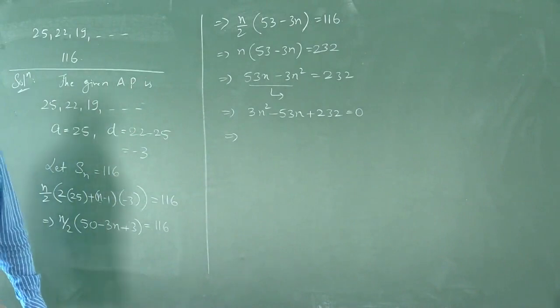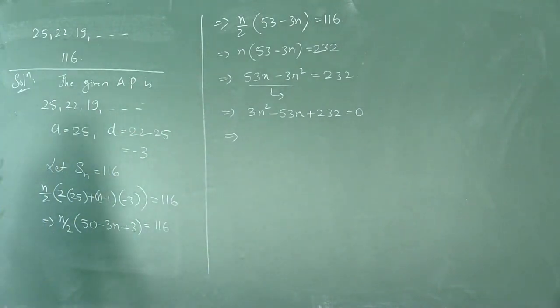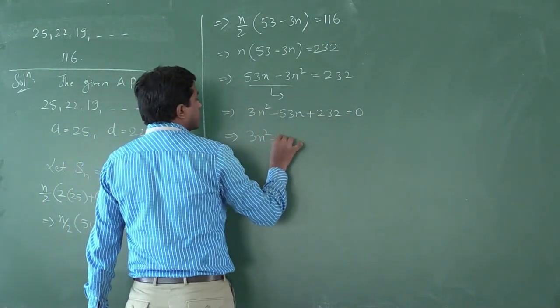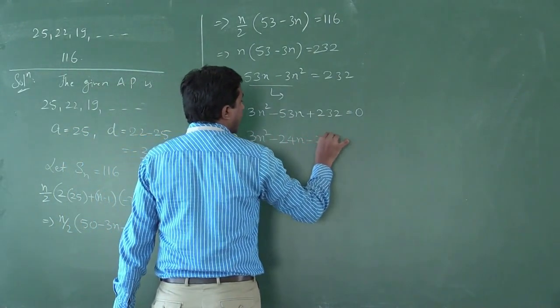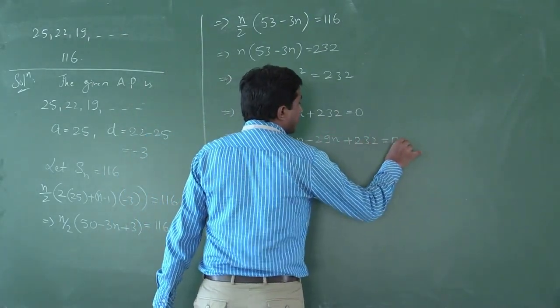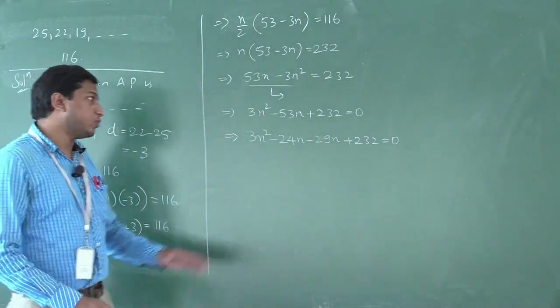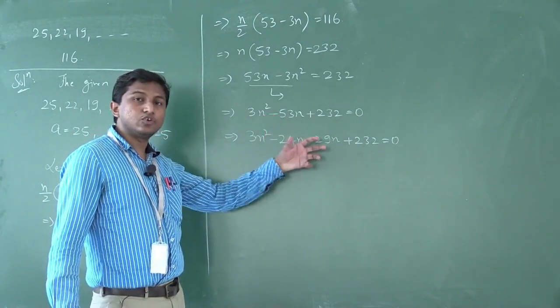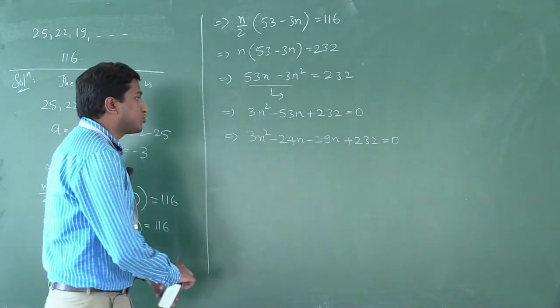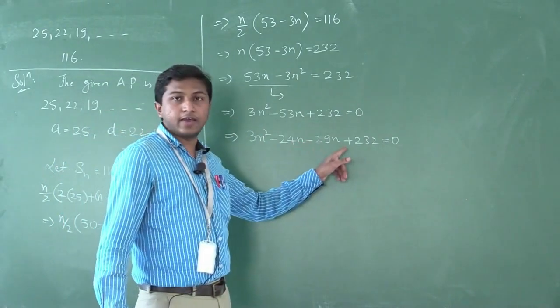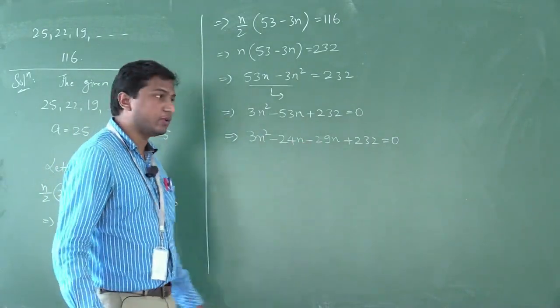The factors for this quadratic equation are minus 24n and minus 29n. So I'll write this as 3n² minus 24n minus 29n plus 232 equals 0. You can work this out. If you are not able to find the factors directly, use the formula method. So we've got 3n² minus 24n minus 29n plus 232 equals 0.